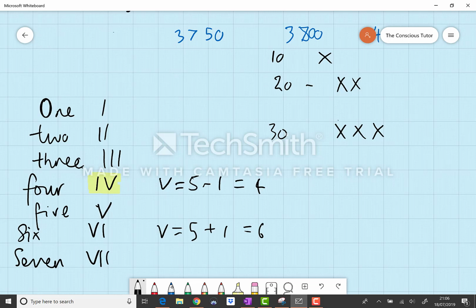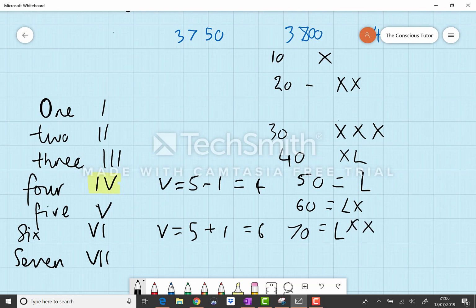When you get into the 50s, you've got L. So that follows a similar rule that 40 is XL. 60 is LX. 70 is L, which is 50, and 2 x's. 80 would be 3. 90 is X and a C, and that's because 100 is C.